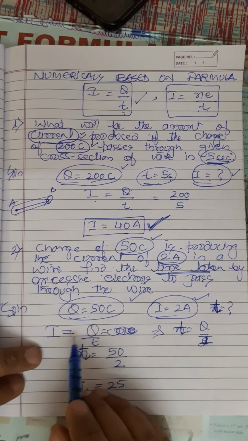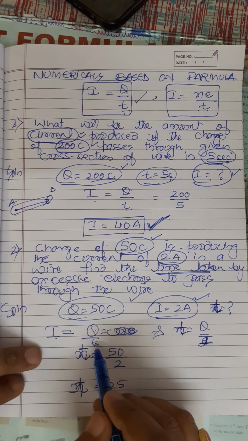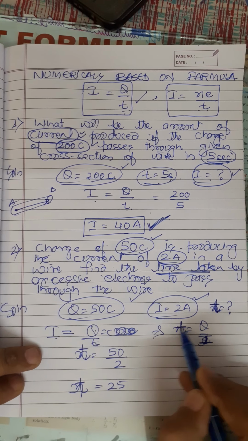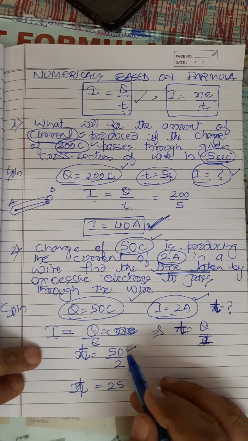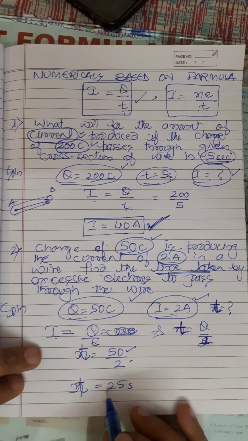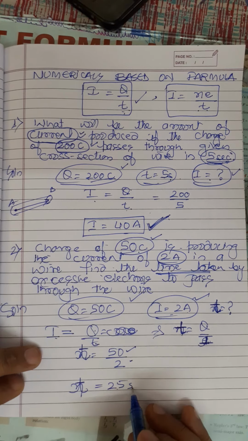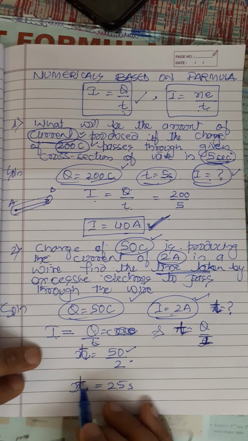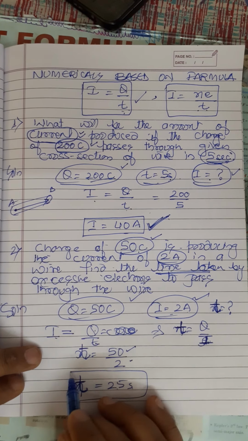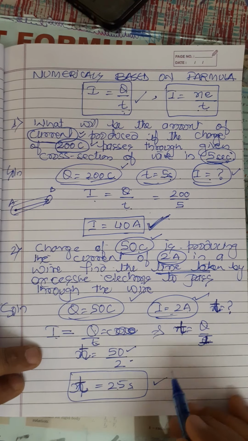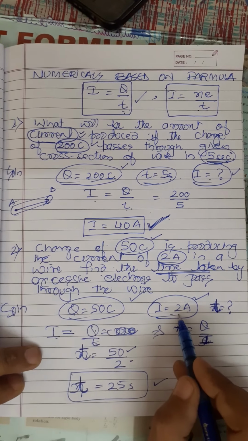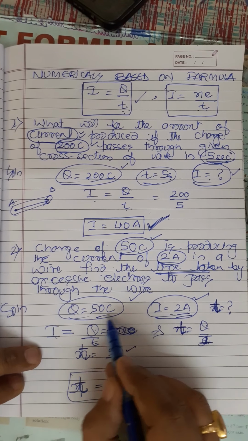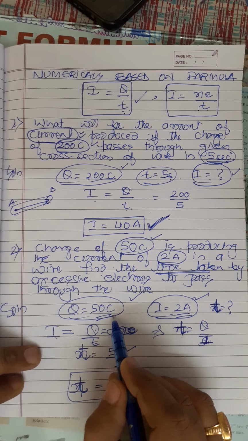So again I'm going to use the same formula. I is Q by T, in which we have to find T. T is Q by I. Q is 50, I is 2. So this will give you 25. 50 by 2 is 25 seconds. So 25 seconds are required by the electrons or the charge carriers to move across the length of the wire to produce a current of 2 amperes by the 50 coulombs of charge.